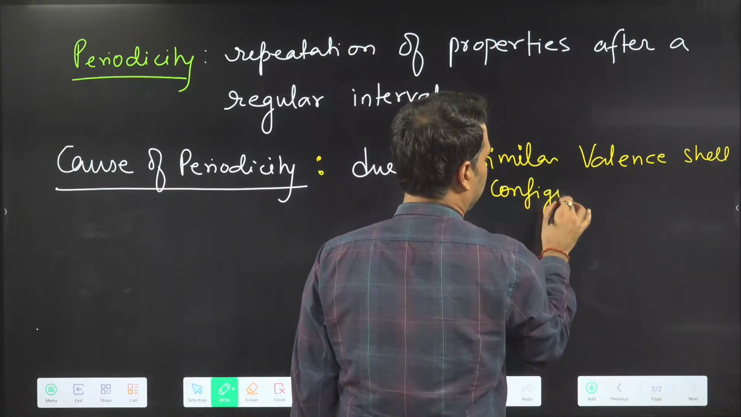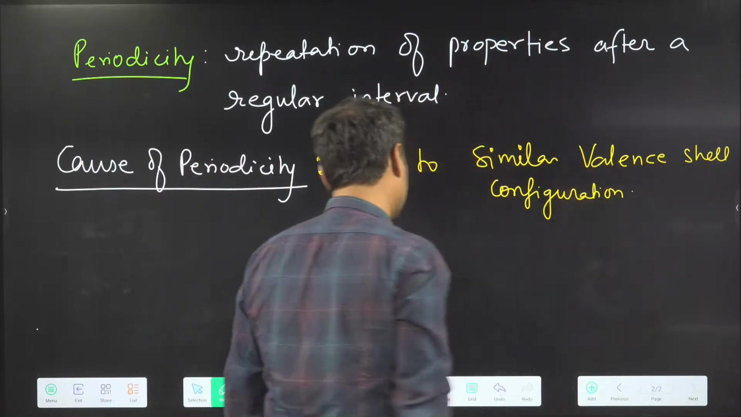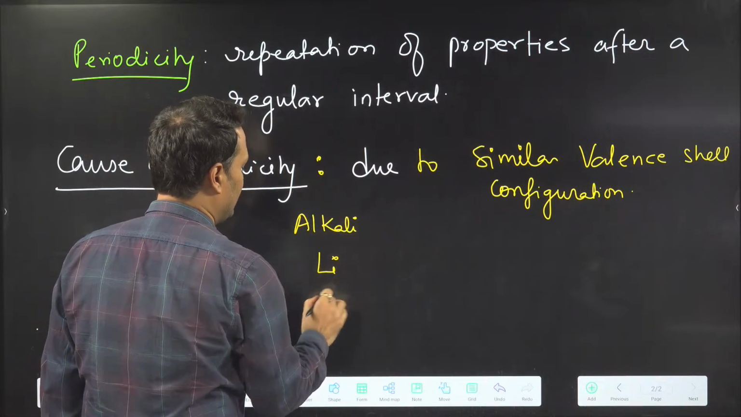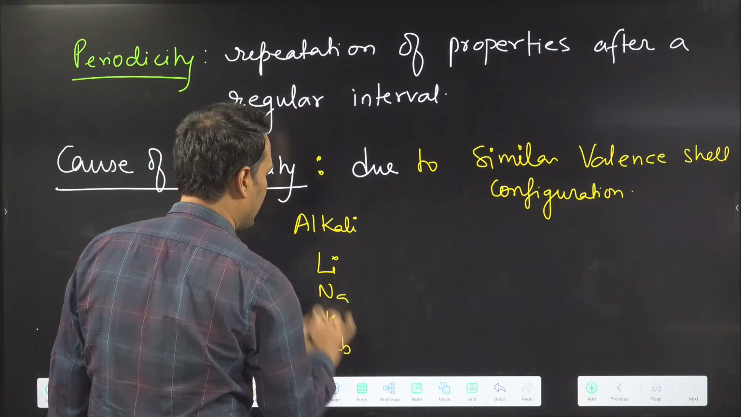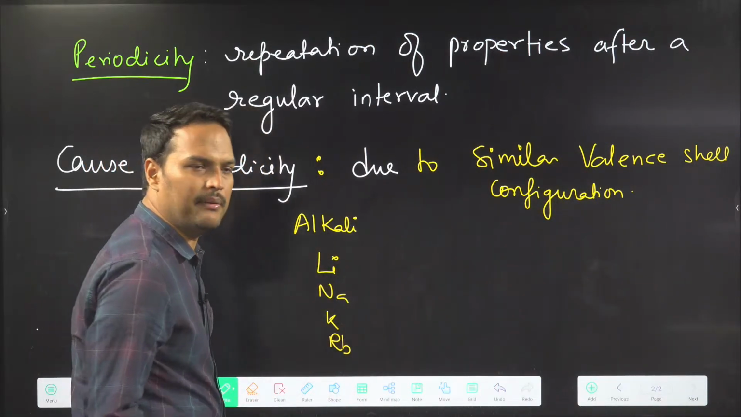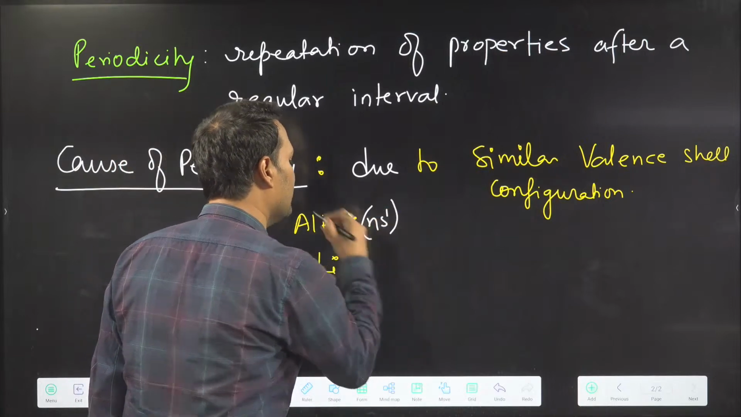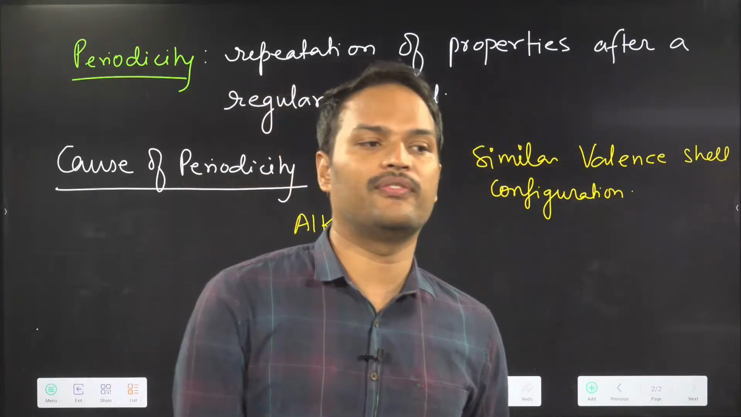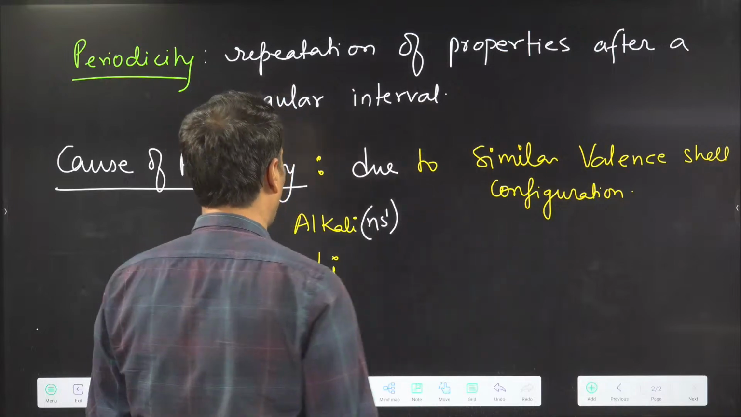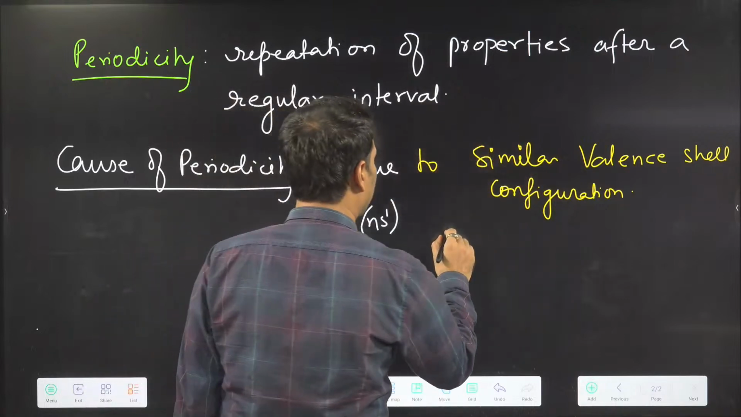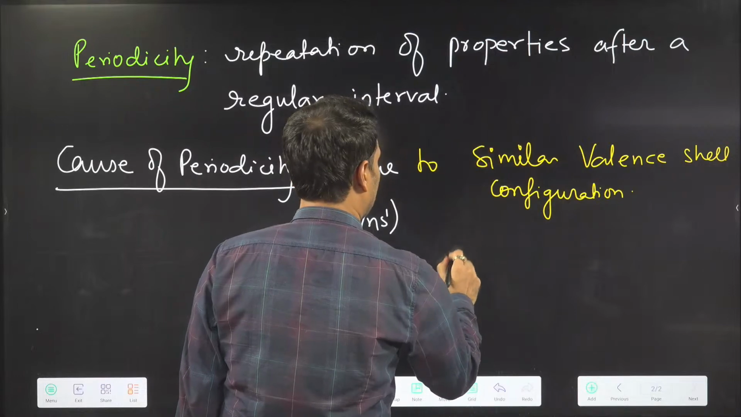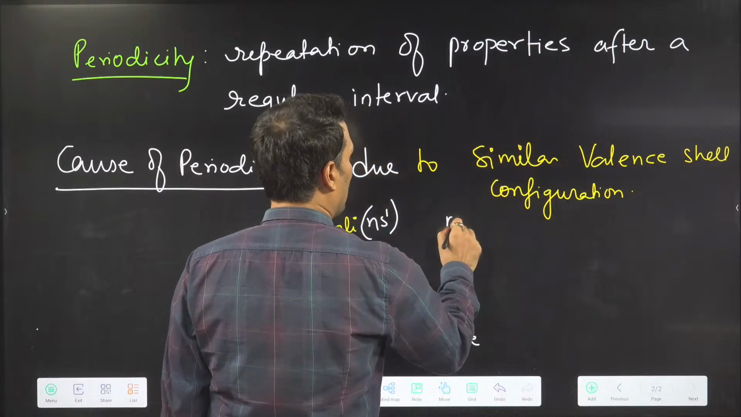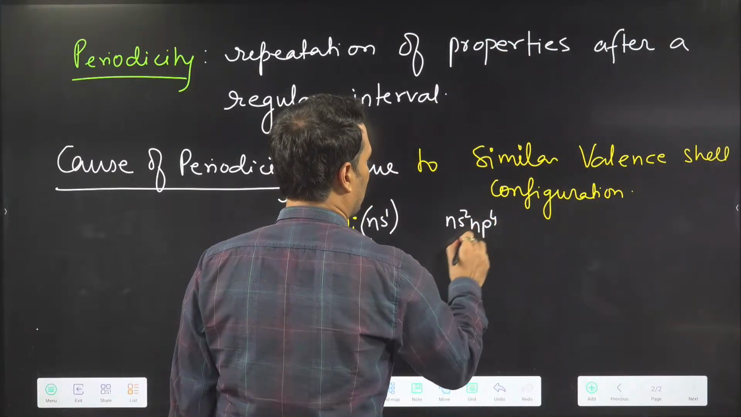This is the reason for repetition of properties. Take an example of alkali metals: lithium, sodium, potassium, rubidium. Their properties are the same. Why? Because the valence shell configuration is similar, ns1. Take any other p block group, suppose the oxygen family: oxygen, sulfur, selenium, tellurium, chalcogens we say. What is the general configuration? ns2 np4.